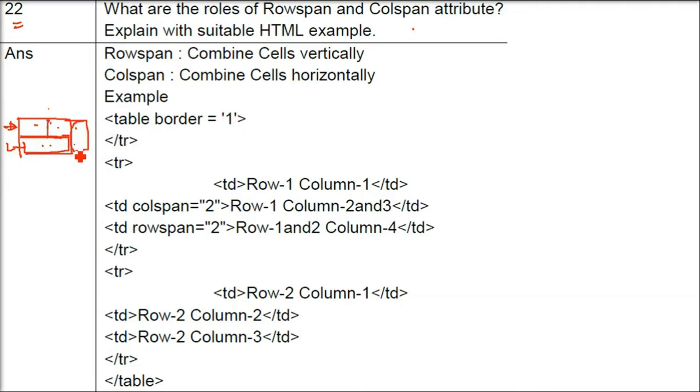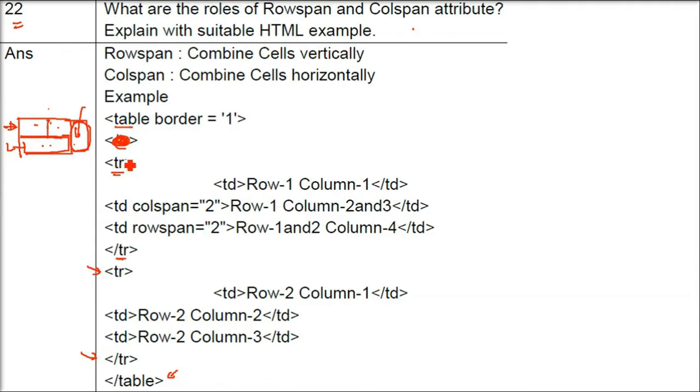So row span is combining the cells vertically. Col span means combining the cells horizontally. Okay. Now you'll understand it better with this example. This is the table we are starting. We are having a TR and TR. TR means table row. So this is about the row, one row at a time. Then the second row. This is about the second row of a table. So let us start the table with the first row.